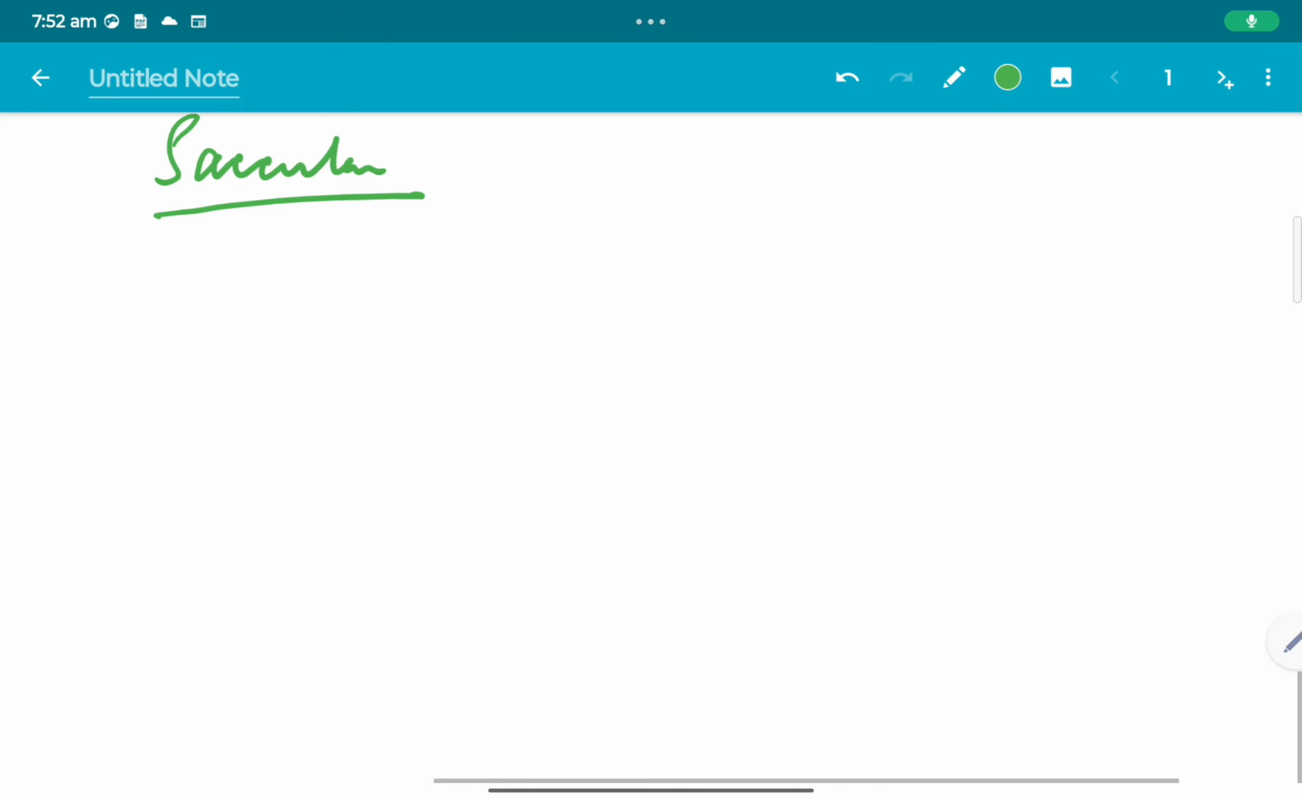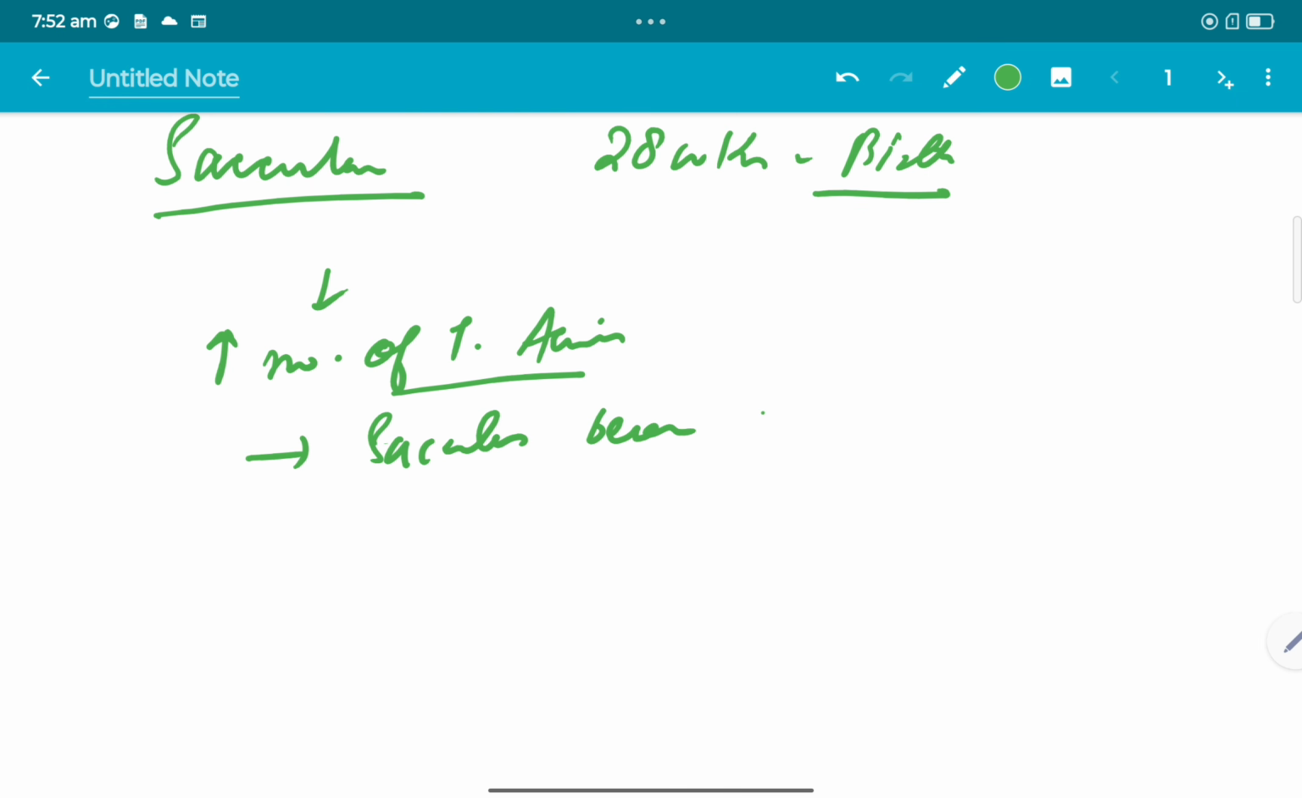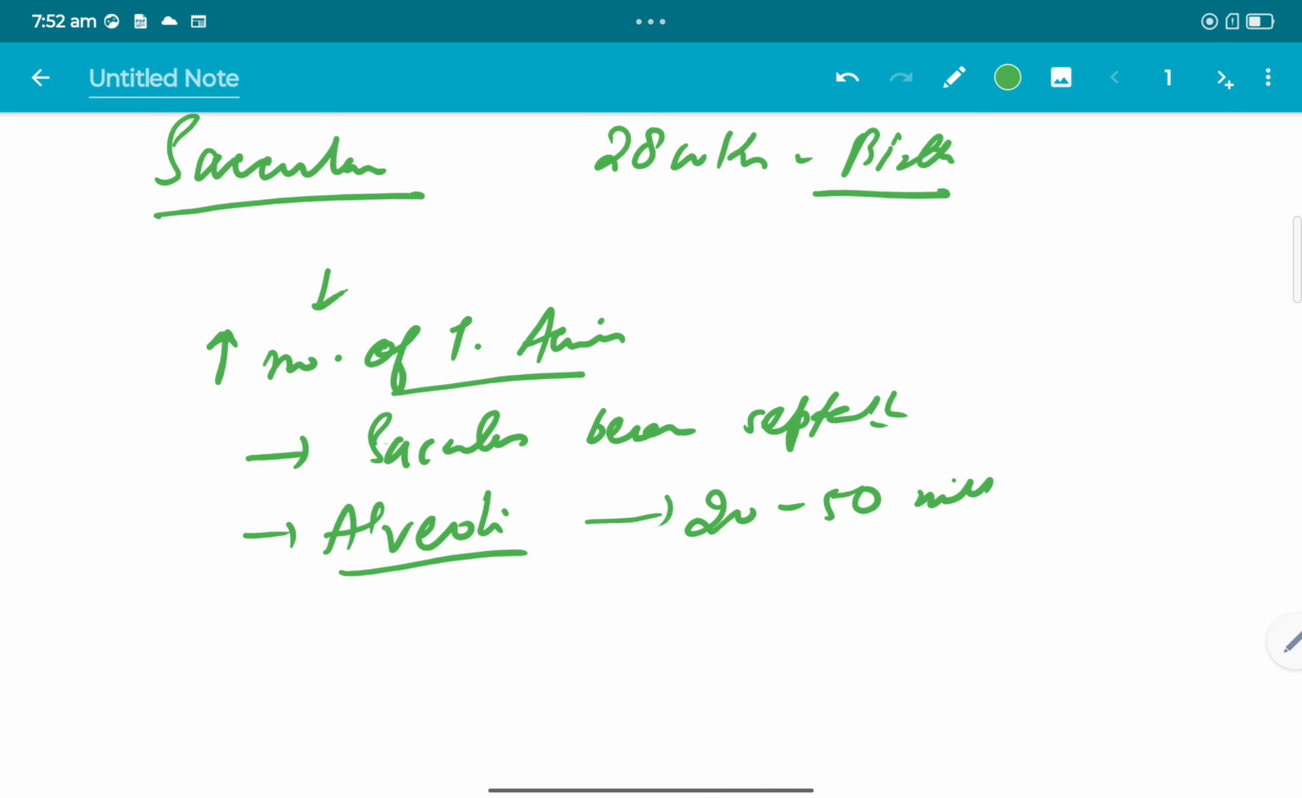These things are in the saccular phase. It occurs from 28 weeks till birth. What happens in saccular phase? Increased number of terminal acinus. Saccules become septated, and there is formation of alveoli. Okay, so there are 20 to 50 million alveoli present, which is approximately equal to 8% of the adult alveoli.